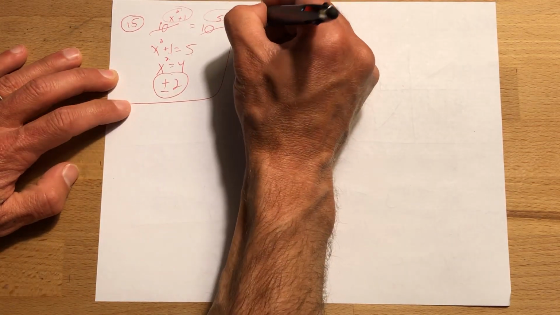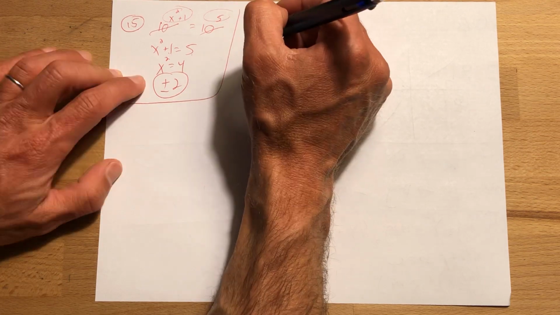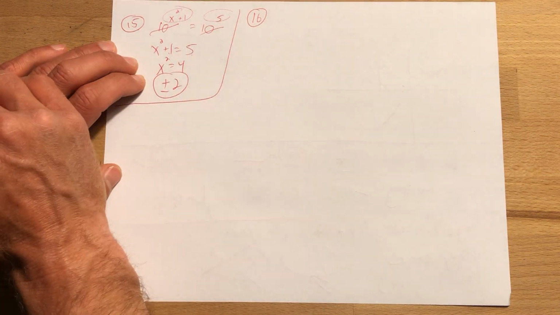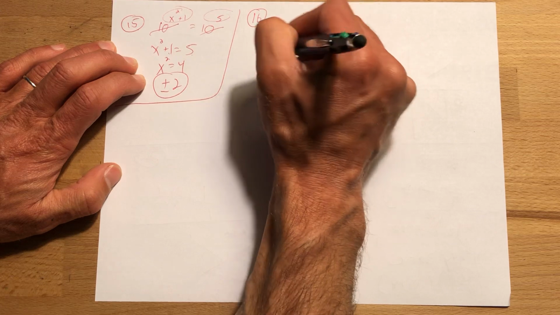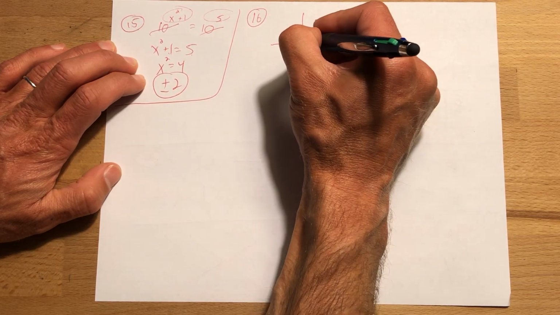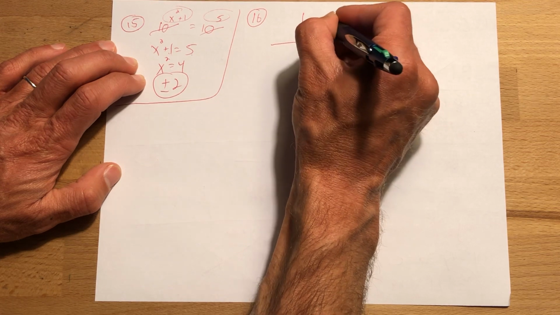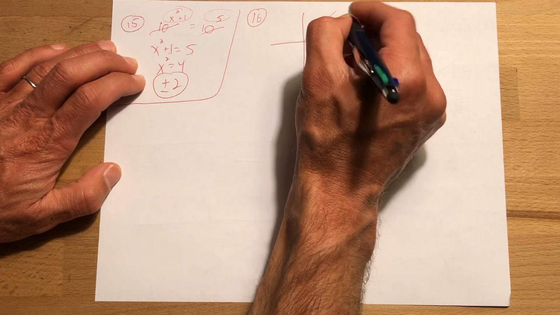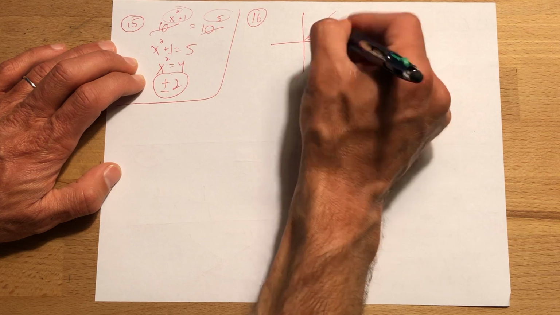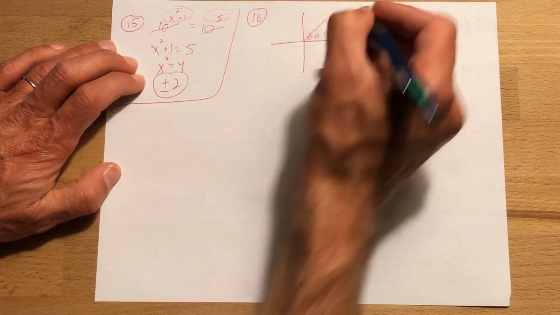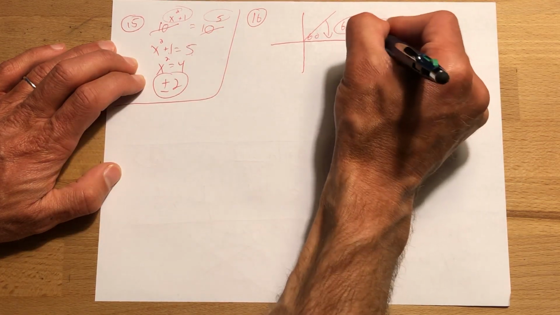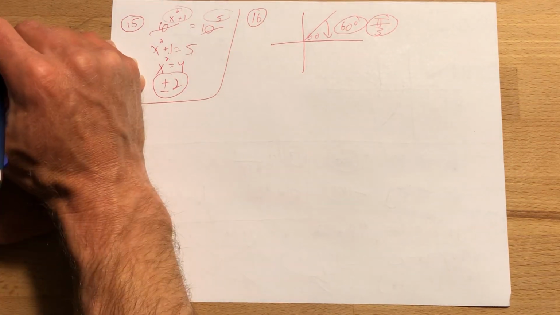Okay, number 16. Find the reference angle for pi over 3. So pi over 3 is 60 degrees coming up, so it's back down 60 degrees. Most people left it as degrees, which is fine, or 60 degrees is pi over 3. Either one of those answers works for me.